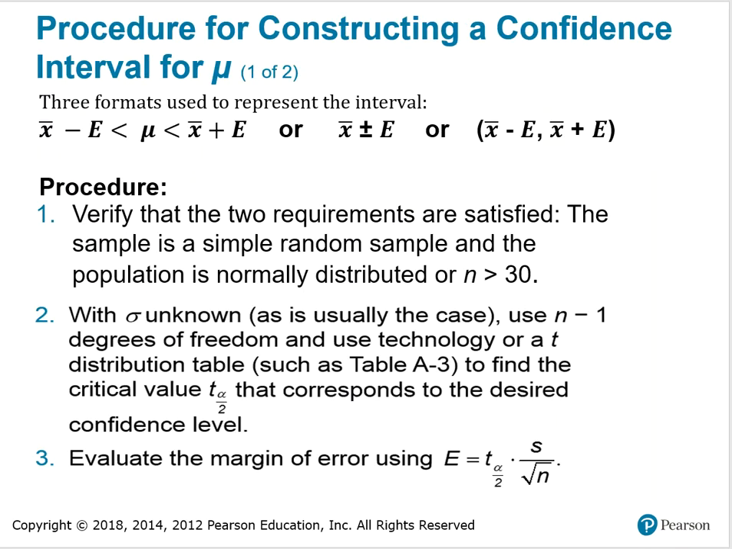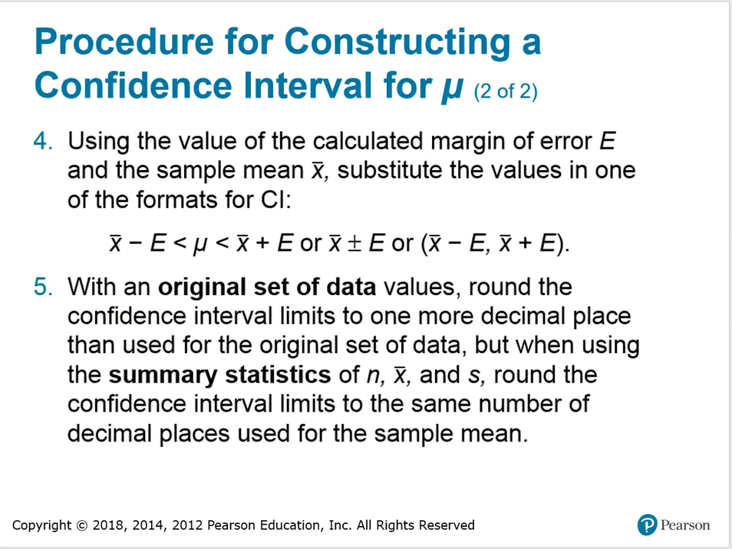The procedure for constructing a confidence interval for mu is as follows. Remember, we have three different ways to represent the interval. We want to verify the two requirements are satisfied. The sample is a simple random sample and the population is normally distributed or n is greater than 30. With sigma not known, as is usually the case, use n minus 1 degrees of freedom and technology or a t distribution table, we're using the table, to find the critical value t sub alpha over 2 that corresponds to the desired confidence level. We're going to find the margin of error by multiplying the t critical value times s divided by the square root of n.